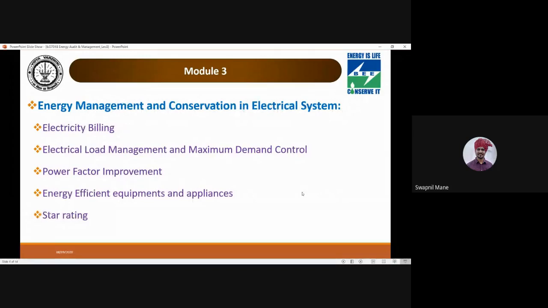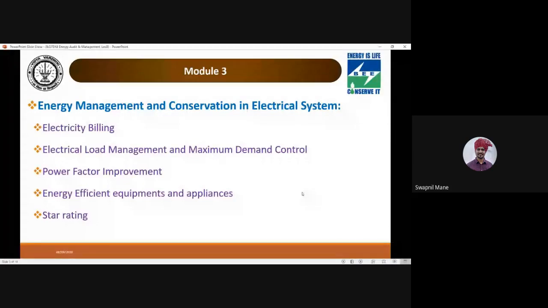Electricity billing means what are the terms involved in an electricity bill, how they are calculated, how they are decided, who decides the billing criteria, who is called the power supplier. In electrical load management and maximum demand control, we will be talking about how the electricity load is managed, how it is calculated for the entire day, for the entire year, on the plant side, on the demand side. Then power factor improvement means how the appliance works, how much power it draws from the utility. We will talk about that in power factor improvement.